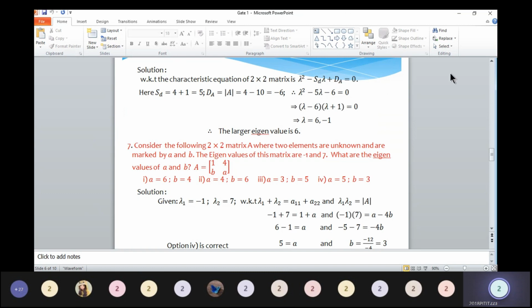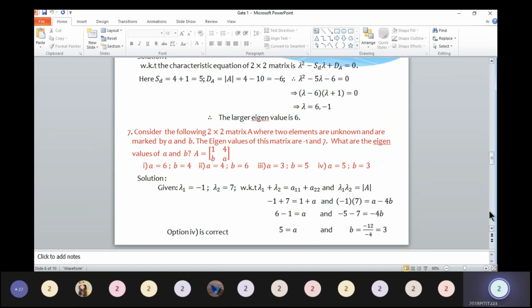Going through the options is a little difficult. Instead of that, using properties: lambda 1 plus lambda 2, the sum of the eigenvalues, equals the sum of the main diagonal elements, that is 1 plus a. The product of the eigenvalues equals the determinant of A, that is a minus 4b. The eigenvalues are given as minus 1 comma 7. So substituting that, what I am getting is the sum of the eigenvalues, minus 1 plus 7.